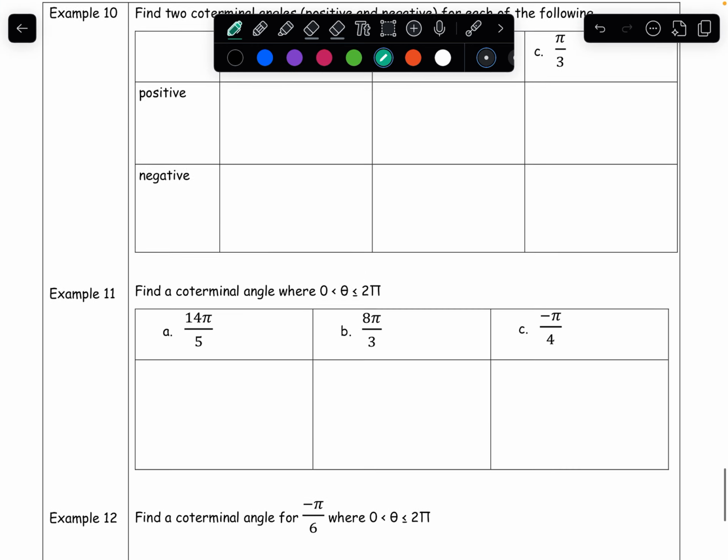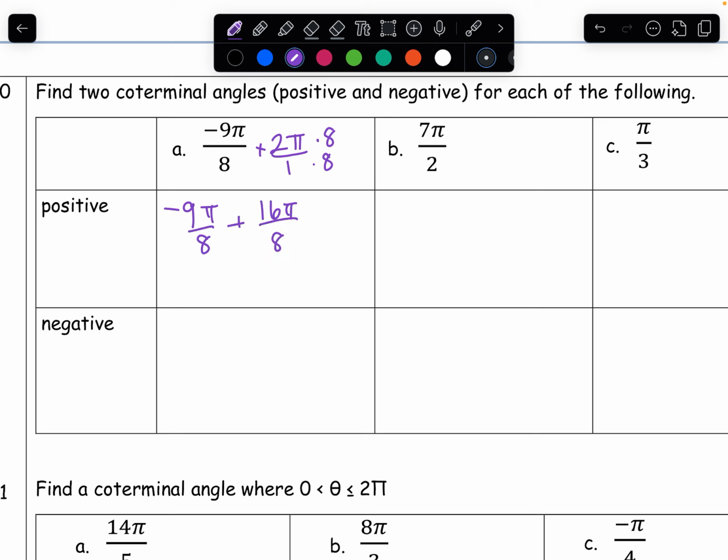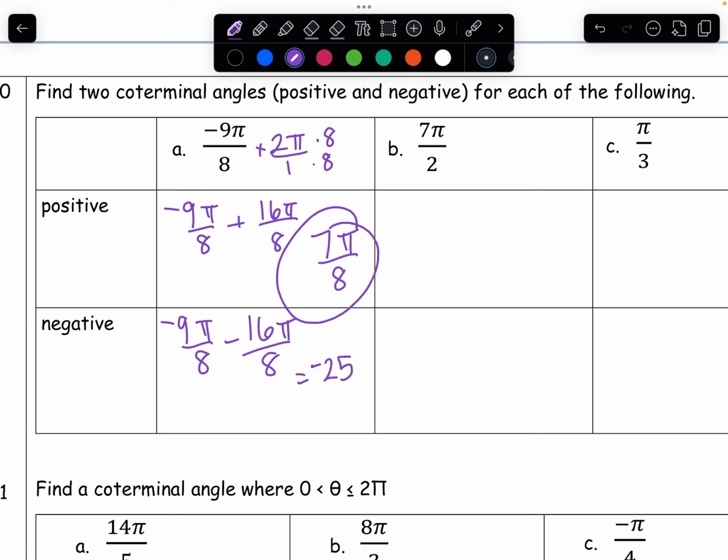We're going to do some practice problems. Here we go. So I'm going to add 2 pi over 1, so that means I'm going to multiply by 8. So we get negative 9 pi over 8 plus 16 pi over 8, which is 7 pi over 8. And then I'm going to subtract, so negative 9 pi over 8 minus 16 pi over 8 is negative 25 pi over 8. Don't forget that negative sign.